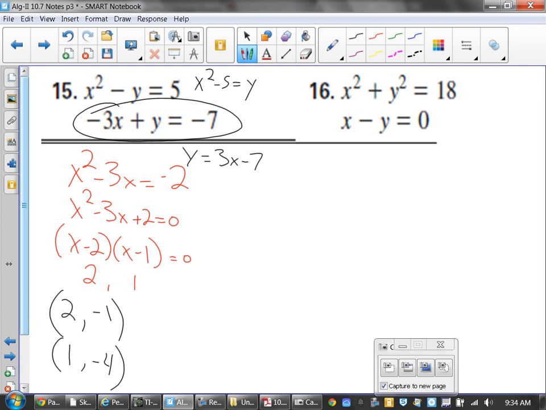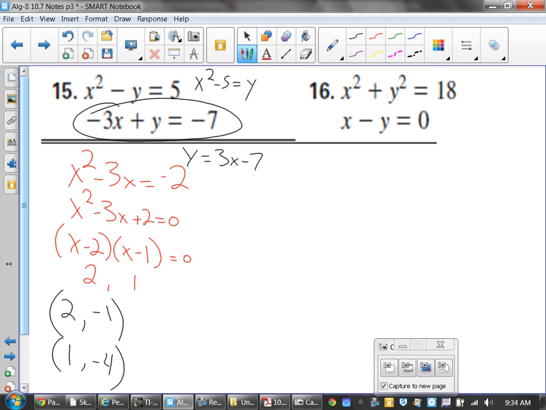Yes, ma'am? I'm going to go through a few of these, make sure we're doing them all right. If you solve for y to substitute in one of the equations? Sure, if you want, that's fine. You should get the same answer either way, okay?